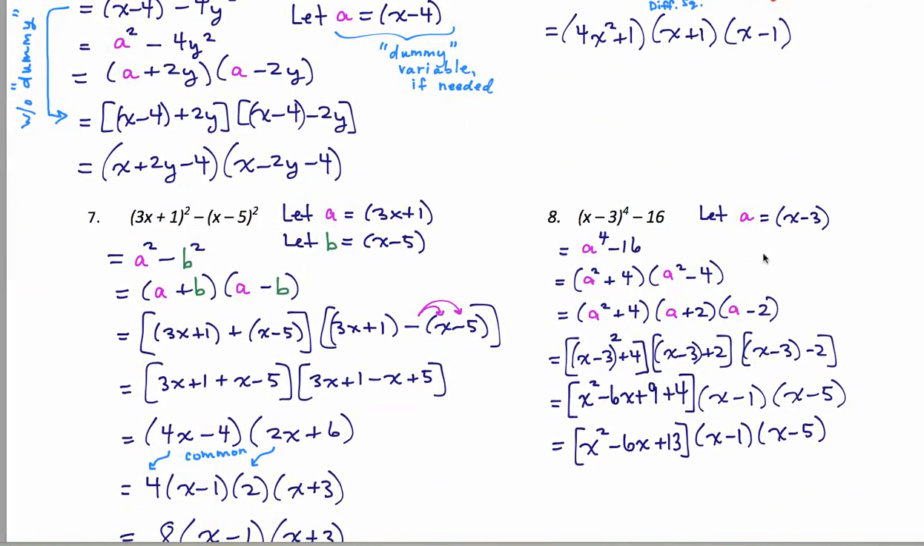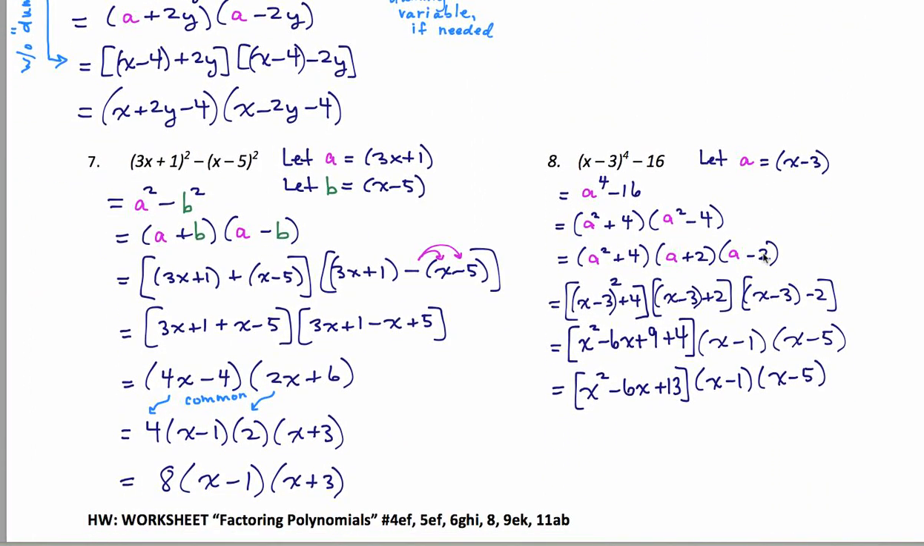Last two examples, we can make a little bit more use of the dummy variable if you'd like. We can see that we've got a binomial squared minus a different binomial squared. So we can right away see that it's a difference of perfect squares. And what we'll do is take binomial plus binomial times binomial minus binomial. So we're square rooting both of these binomials.